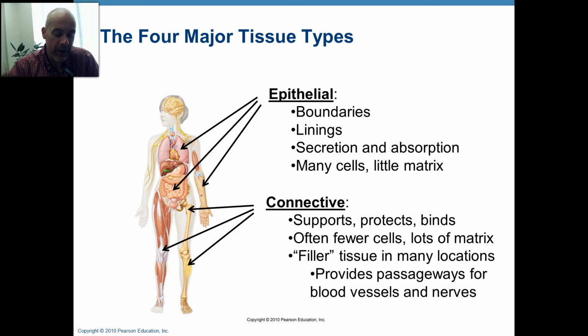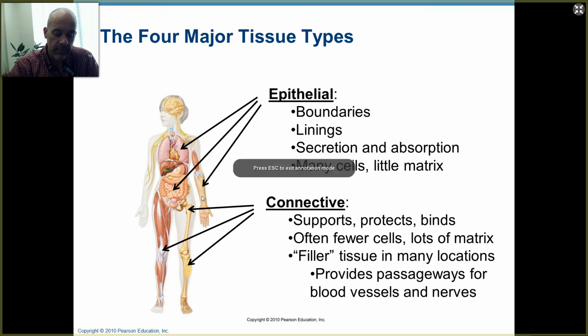Okay, so also there are specialized epithelial tissues that are involved in secretion. When we think about glands in the body that produce substances and release them to perform various functions, those are actually special types of epithelial tissues that we'll talk about a little bit more later.